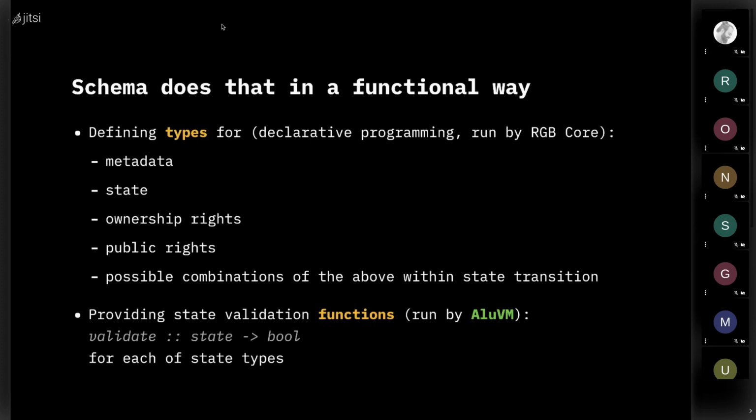How is the schema written? The schema is written in a functional way. So it basically declares types for metadata, state, owned rights, public rights, and possible combinations of the above within state transitions. And then it provides state validation functions, which are run by AluVM, which takes the state as an input and produces the validation result as output. And these functions are provided for each of the state types and each of the owned state types.